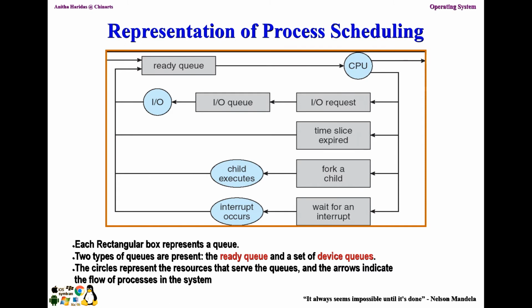So when the user is typing the student name and roll number, by that time the CPU will push that process into the input output request queue, because an input output operation is to be carried out.